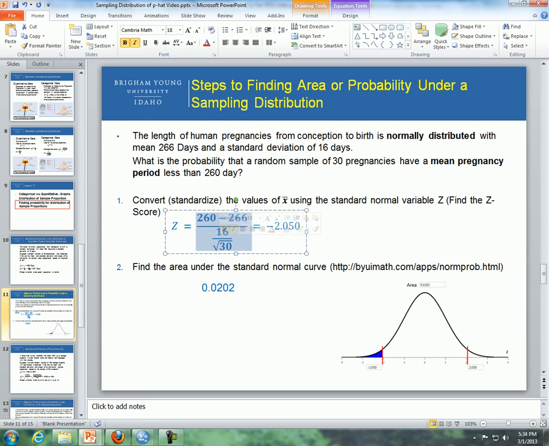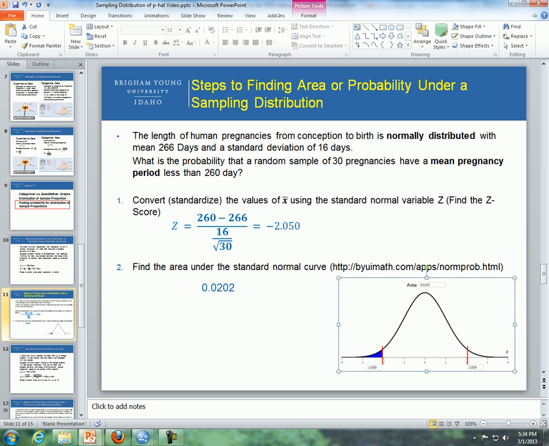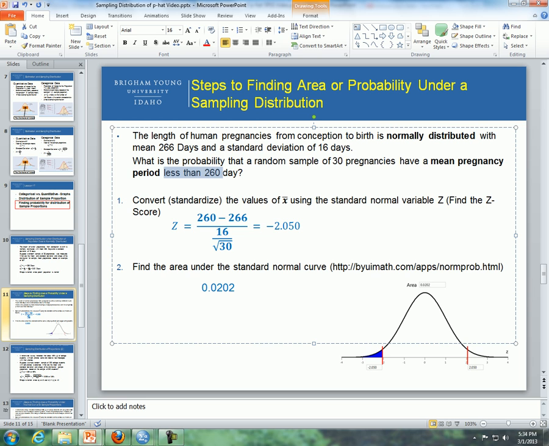So then to get the probability, we go to the applet here, and here's a representation of the applet. We put in on the bottom left, I just have it marked here, but on the bottom left of what's in the box here, it's negative 2.050. And we shade to the left, so this blue area that's to the left of negative 2.050, we shade because we're looking for the probability that it's less than 260 days, so we shade to the left.